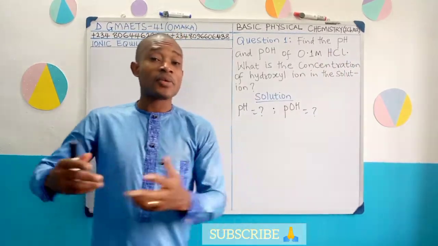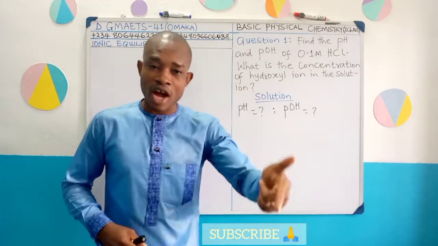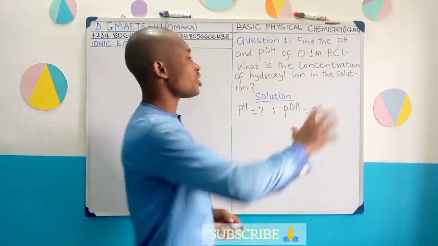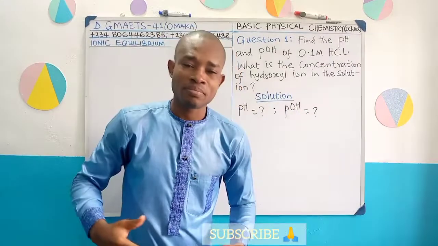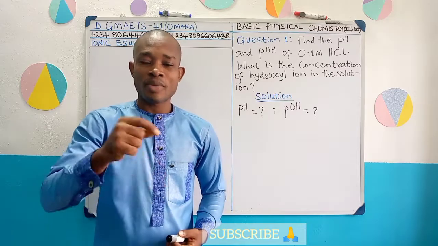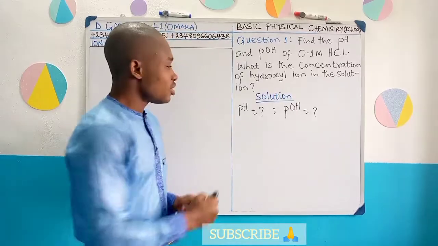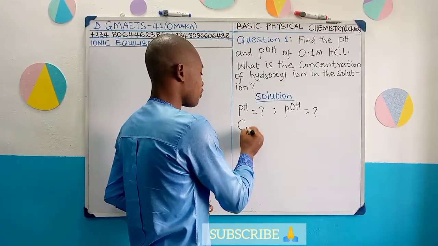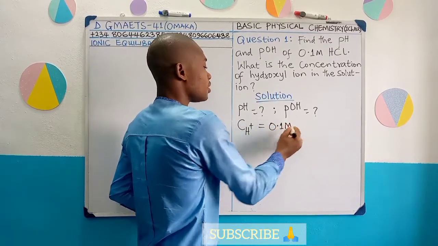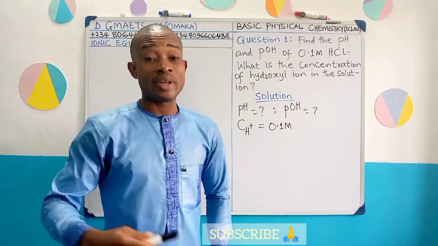I know that according to Arrhenius, an acid is measured based on its tendency to give out hydrogen ion in a solution. Is that not so? So whenever you hear concentration of an acid, in terms of calculating pH, that concentration represents the concentration of the hydrogen ion. Is that clear? So I'm going to write concentration of hydrogen ion is equal to 0.1 molar. This 0.1 molar simply means moles per either dm cube or per liter.